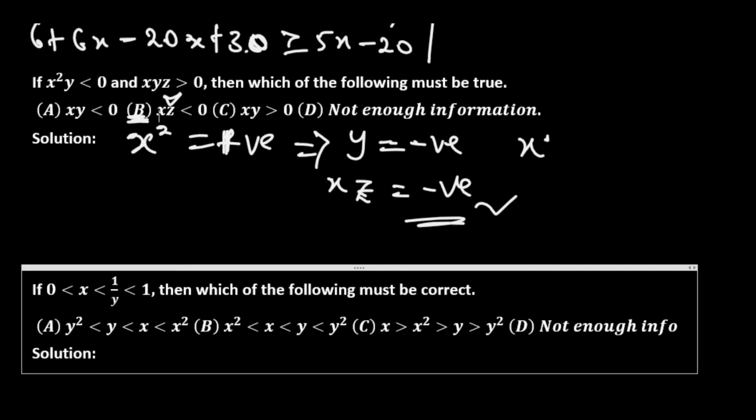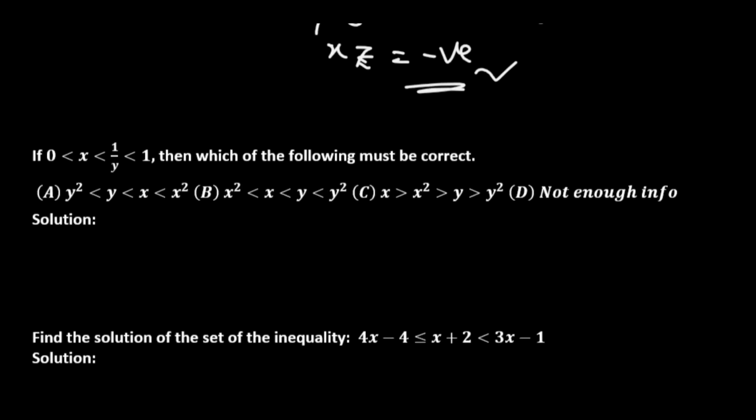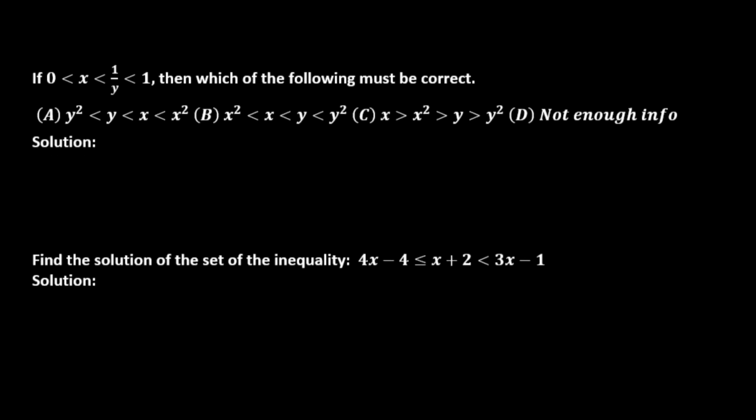So the next question. If 0 is less than x and x is less than 1 over y and 1 over y is less than 1, then which of the following must be correct? This is also logic. Okay, we'll solve this very simple. Let's plug in numbers. The boundary is 0, so the minimum is 0. The maximum is 1, that's the boundaries.